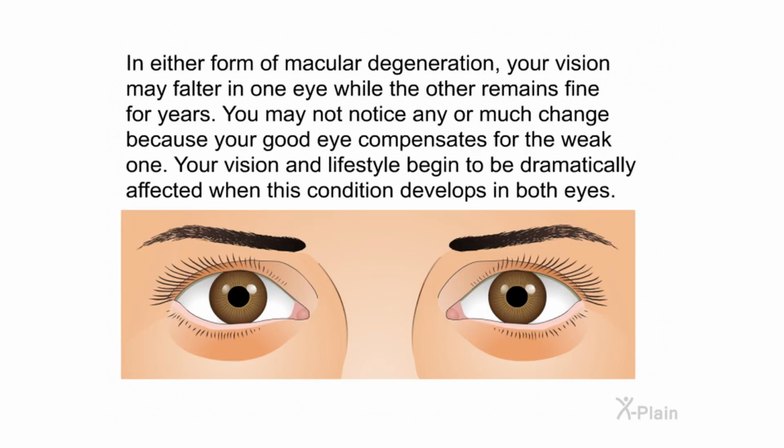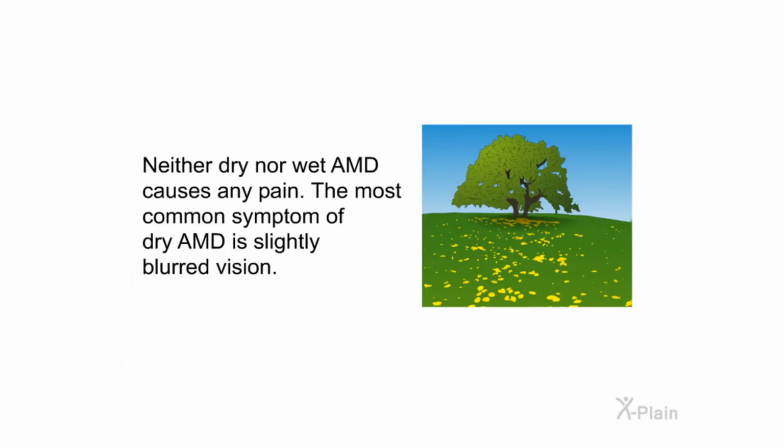In either form of macular degeneration, your vision may falter in one eye while the other remains fine for years. You may not notice any or much change because your good eye compensates for the weak one. Your vision and lifestyle begin to be dramatically affected when this condition develops in both eyes. Neither dry nor wet AMD causes any pain. The most common symptom of dry AMD is slightly blurred vision.